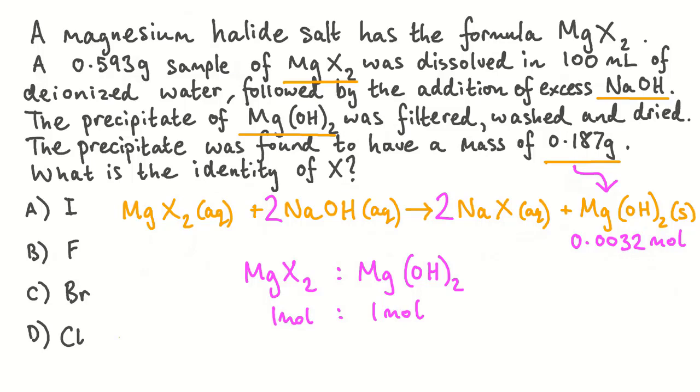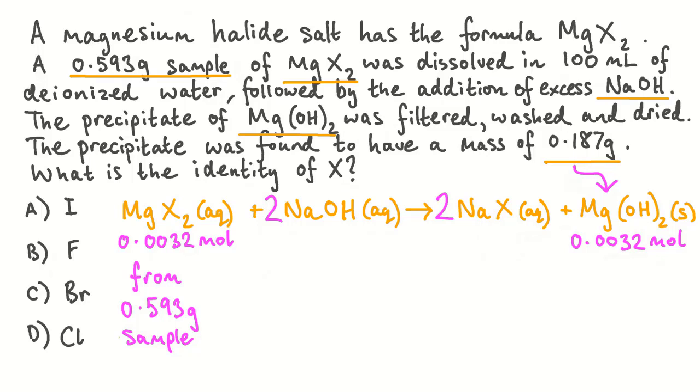We can link the moles of magnesium hydroxide formed to the moles of magnesium halide salt in the analyte using the mole ratio in the balanced equation. 1 mole of magnesium hydroxide originates from 1 mole of magnesium halide salt. There must therefore have been 0.0032 moles of the magnesium halide salt in the sample. Since the 0.0032 moles of magnesium halide salt was found in 0.593 grams of sample, we can use this information to find the molar mass.